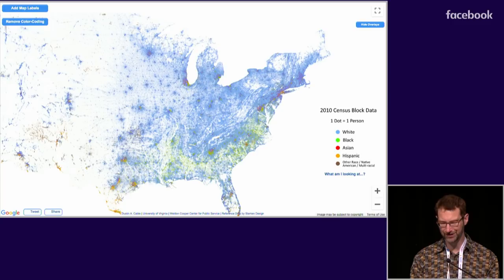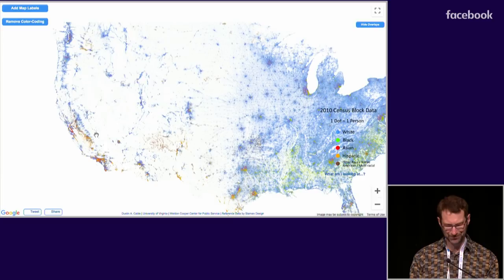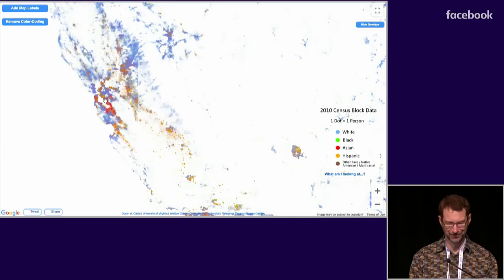Let's see, I think a bunch of people are from California, I'm guessing. So now, we've seen the overview. Let's zoom in.